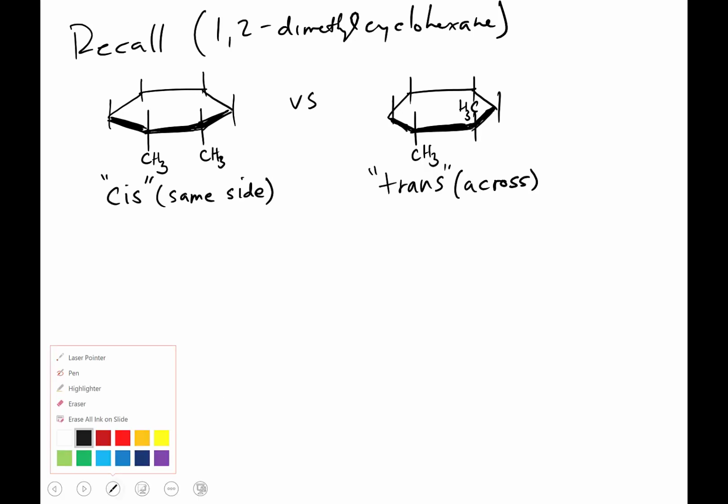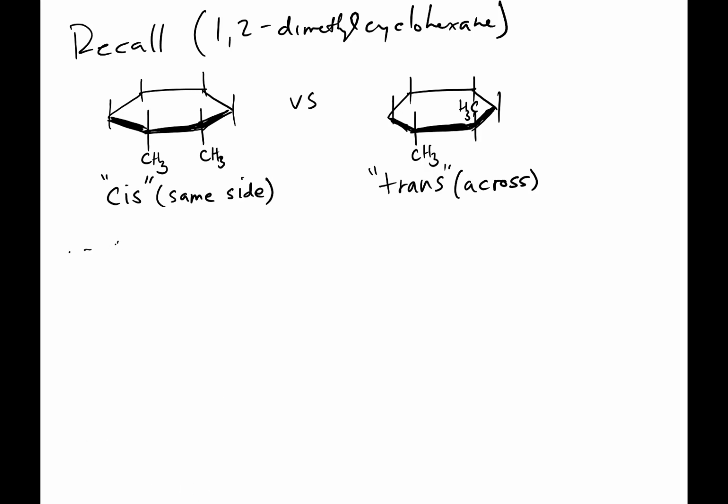Okay, let's say this though: cis and trans are also, and we wrote this into that definition, which is why we're not rewriting the definition, encountered with disubstituted alkenes.